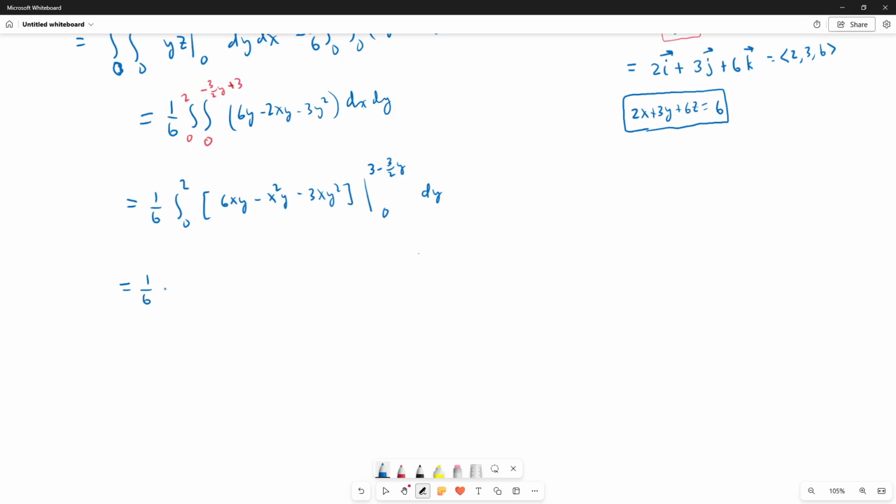So we have 1/6 integral 0 to 2. Quite a bit of algebra coming here. We have to plug this in for x. At least when we plug in 0 for x, we'll just get 0. So we just have to plug in the top value. So we're going to get 6 times 3 minus 3/2 y times y, minus 3 minus 3/2 y quantity squared times y, minus 3 times 3 minus 3/2 y times y squared.